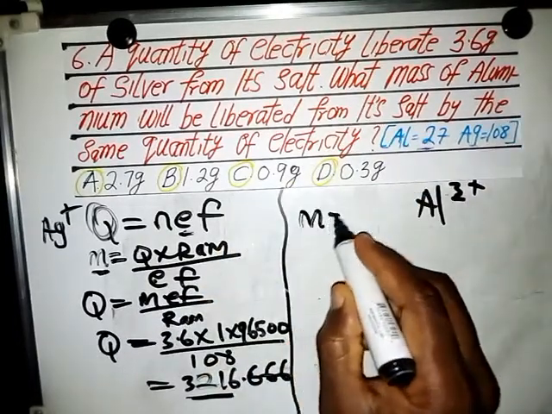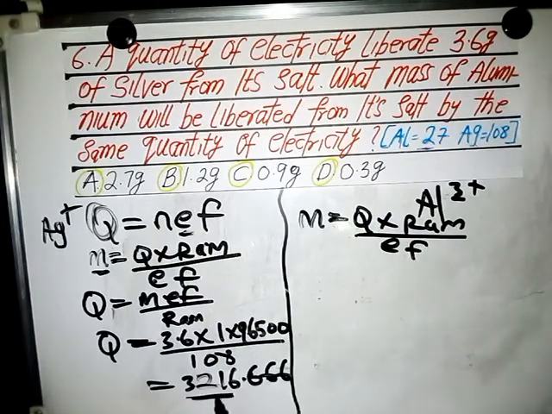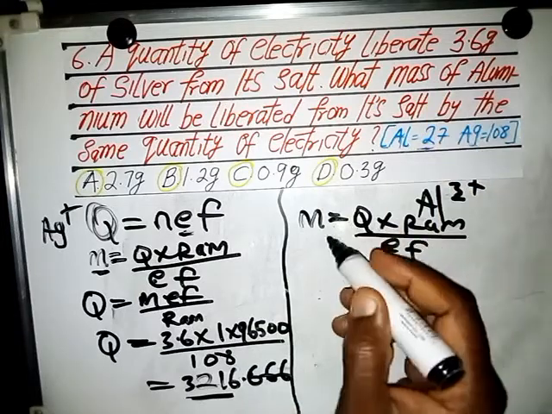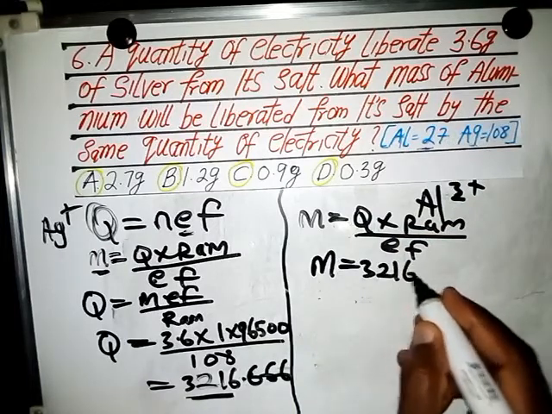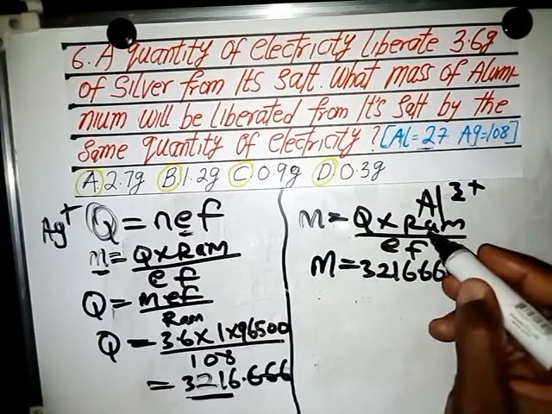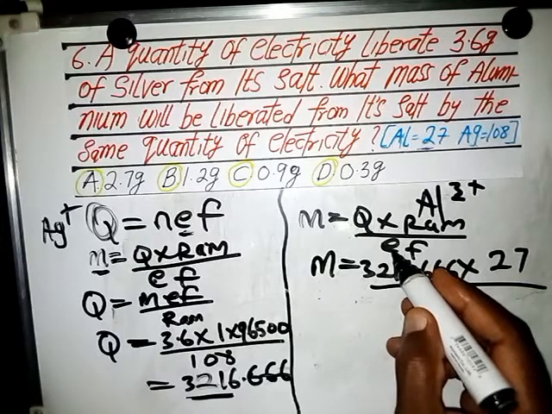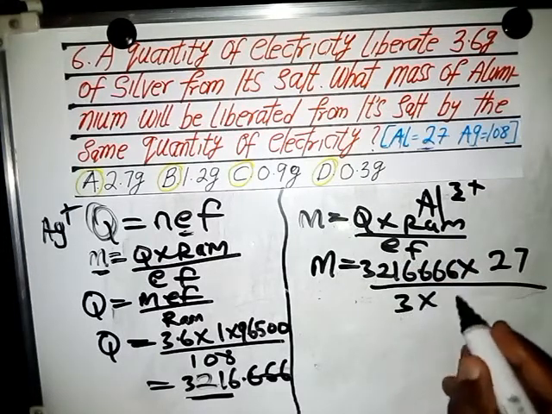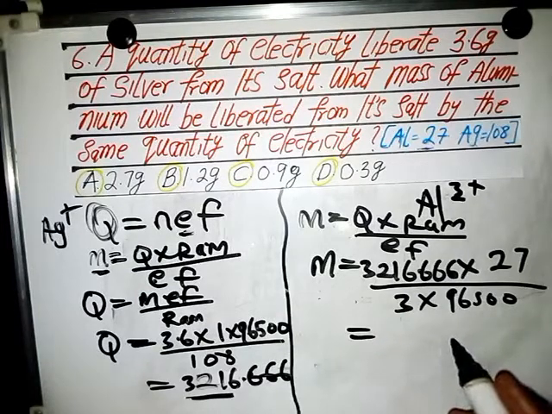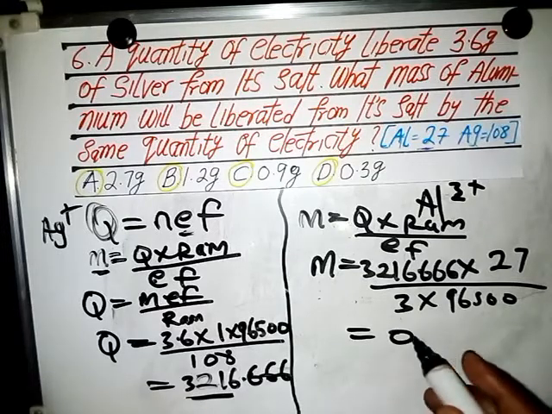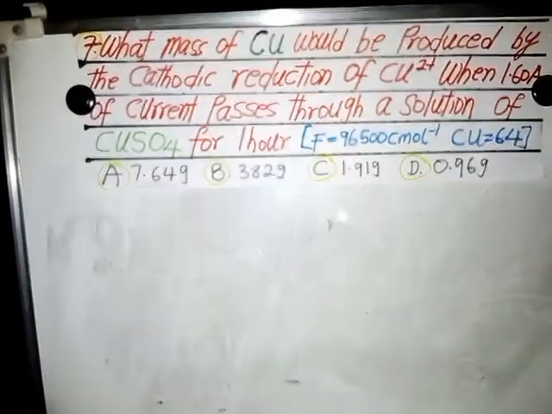So I'm going to say M equals Q times RAM over EF. Remember, I've calculated the quantity of electricity here, so I just put it in. I'm looking for the mass of aluminium. M equals 3216.666, the atomic mass of aluminium is 27. The mole of electron for aluminium is 3 times 96500. When you do that, you should get 0.3 gram.